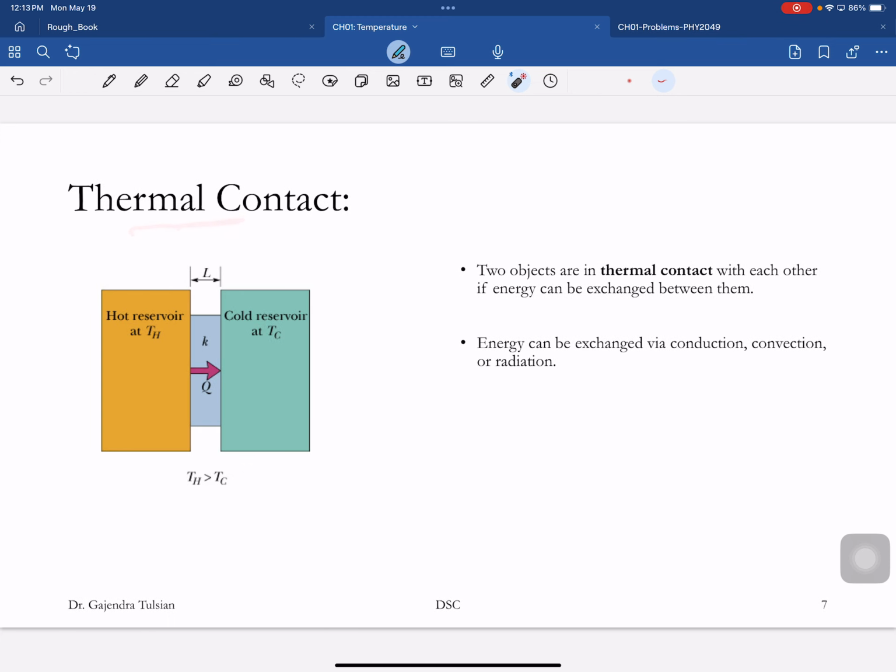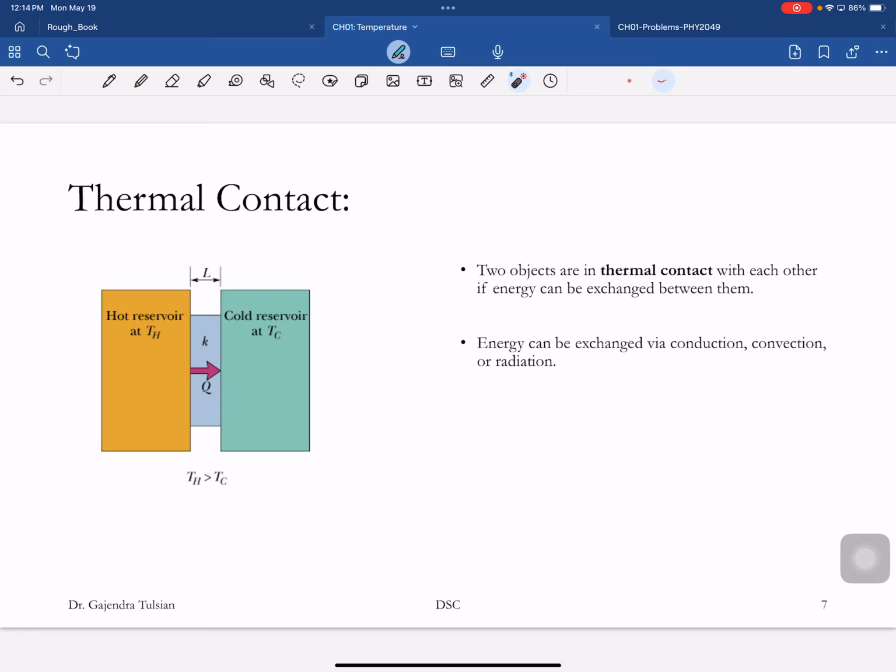So two objects are in thermal contact with each other if they can exchange heat with each other. All right, so what are you in thermal contact with? Chair, air, table, pencil, your clothes. You're in thermal contact with everything.